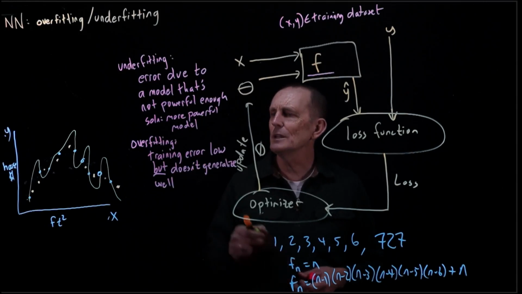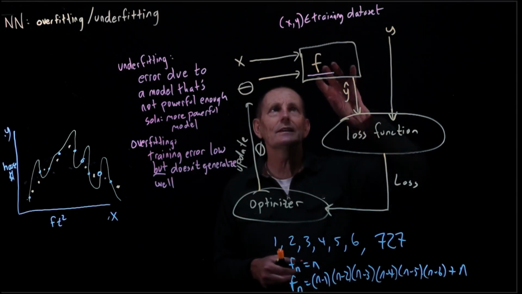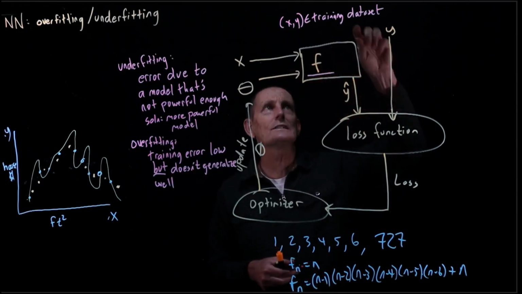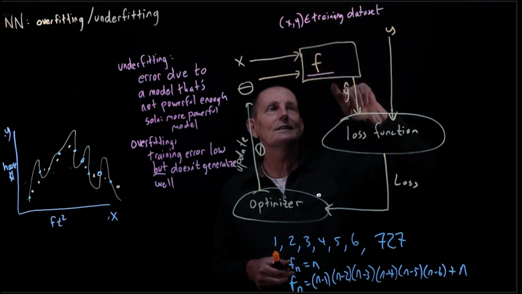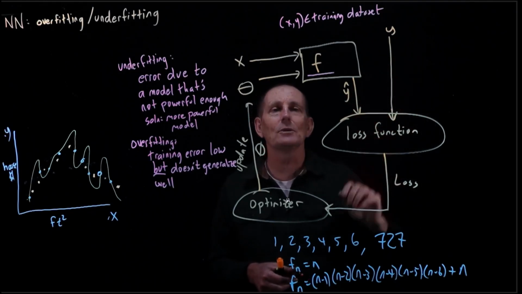So how could we know when this happens? What it means to generalize well is basically to try this function on x's and y's that are not in the training data set. So try an x, see what the y hat is, see what the actual y should be, and see what the loss is.